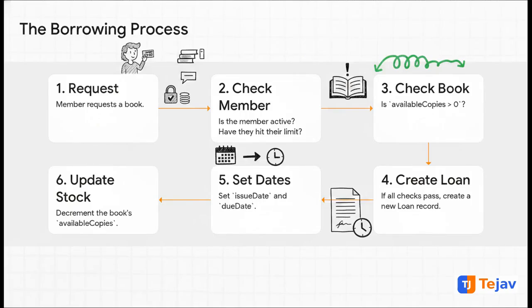So when a member wants to borrow a book, the system has a little checklist to run through. First, is this member even active? Do they owe a ton of money? Second, is the book they want actually on the shelf? Remember that available copies count? We check if it's greater than 0.